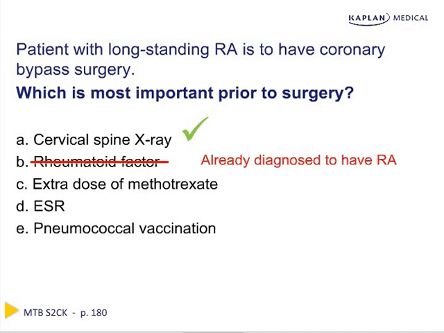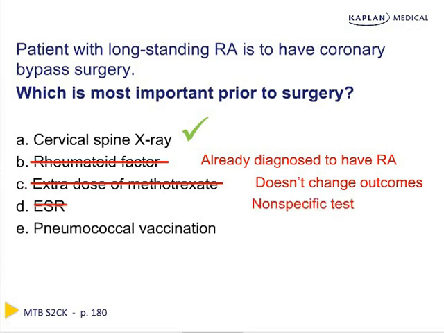Plus, the patient's already diagnosed, so why check it again? Giving an extra dose of methotrexate does not work acutely, and again, does not change outcomes for surgery. Checking an ESR doesn't really help, it's nonspecific. And giving a pneumococcal vaccination at this time, again, would not help, and it also has nothing to do with the surgery.